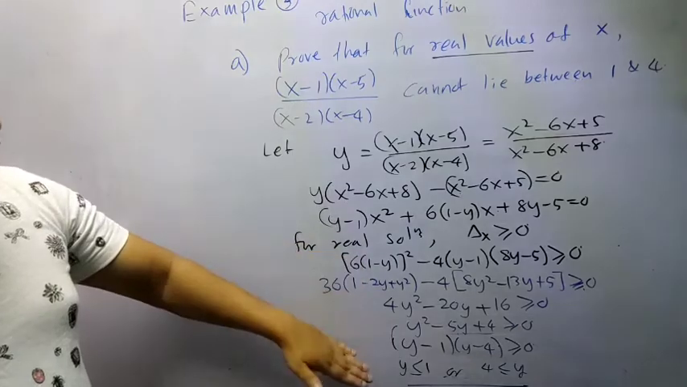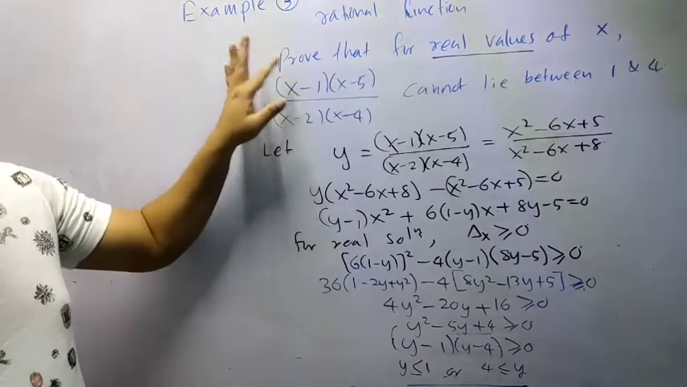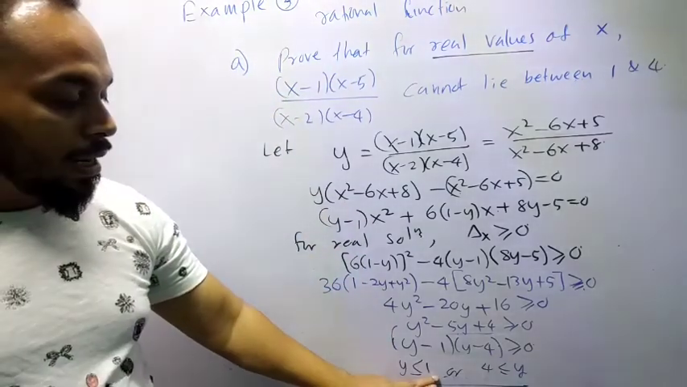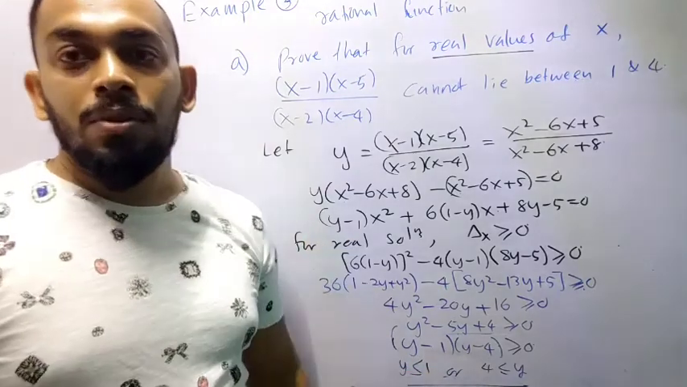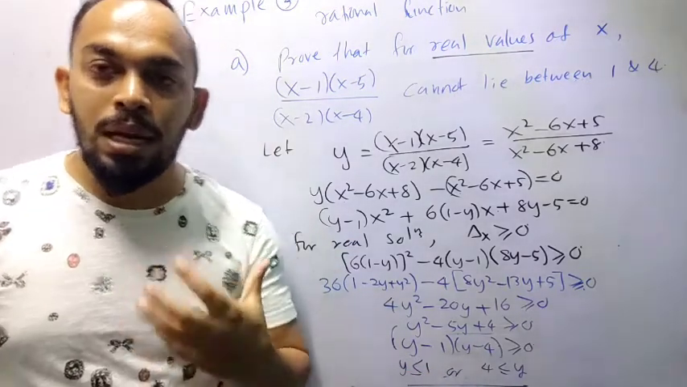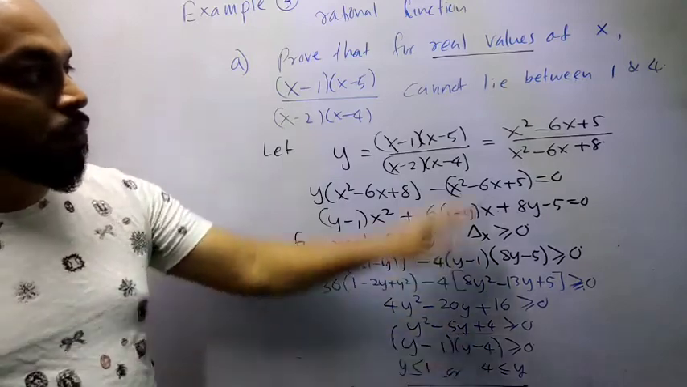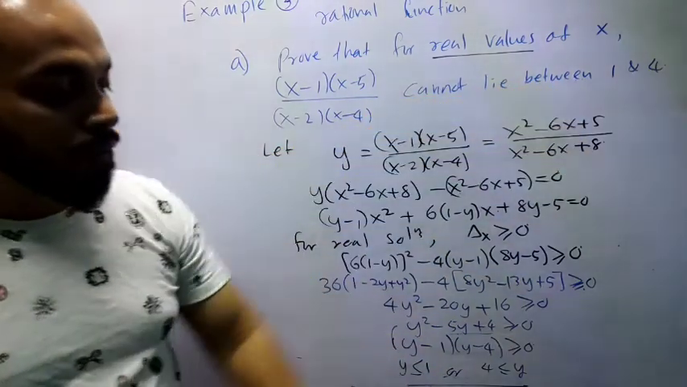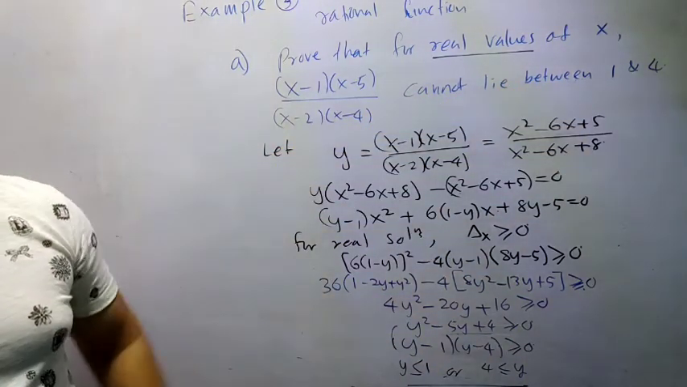For real values of x, this function never produces a value between 1 and 4. It does not produce any value between 1 and 4. Cannot lie between 1 and 4. That is what we have shown here.